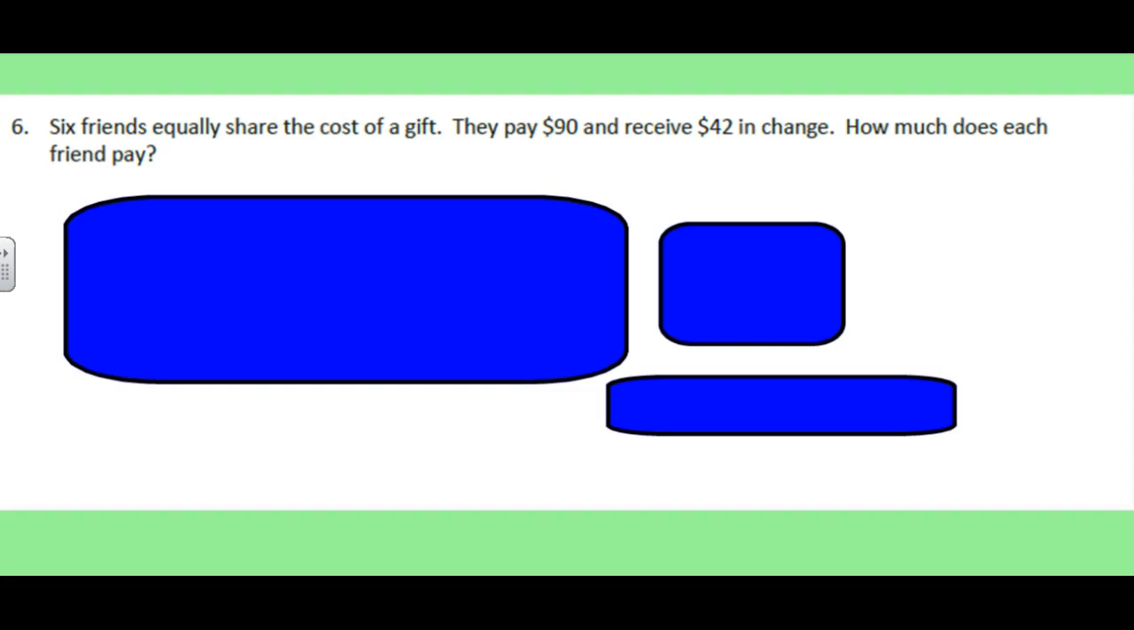Once again, I want you to go back, reread this, and figure out what you need to do first, what the steps are that you need to take to solve this problem. Make sure you're drawing your pictures, writing your equations, and answering this in a complete sentence. Whenever you're ready to check your answer, you can push play.